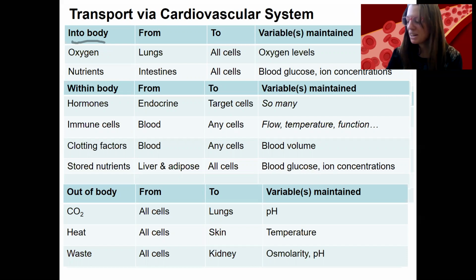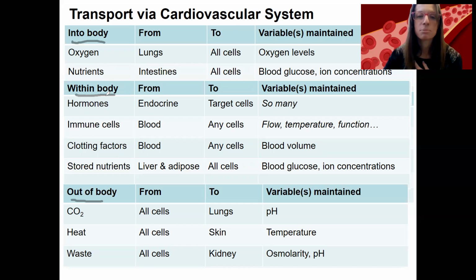Things that go into the body from outside, things that are just transported within the body, and things that are going out of the body. So it's broken down by those 3 sections. And then each of these has where that thing is going from and to. To, you'll notice, is often all cells. For things that are going out of the body, from is all cells. So oxygen goes from the lungs to all cells. So these 2 are things that are coming into the body from outside. Blood needs to transport those around.